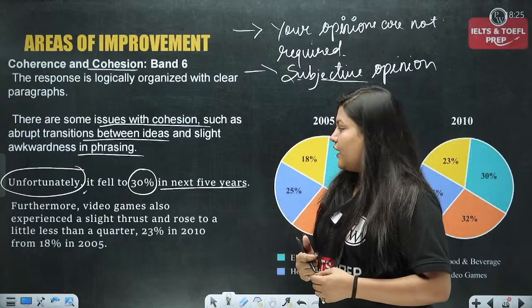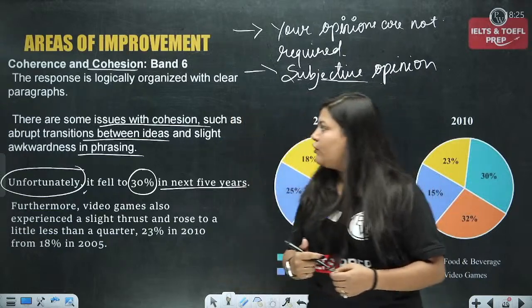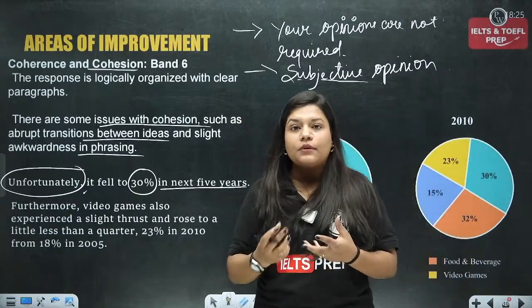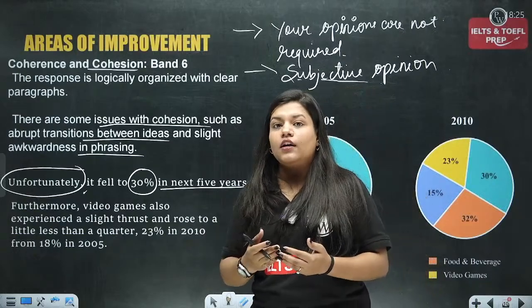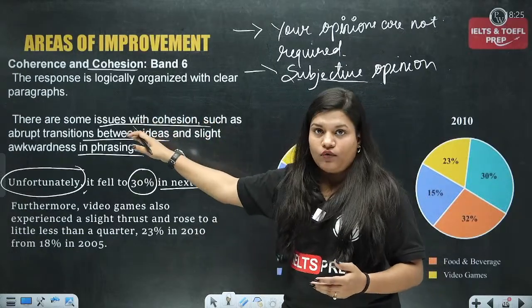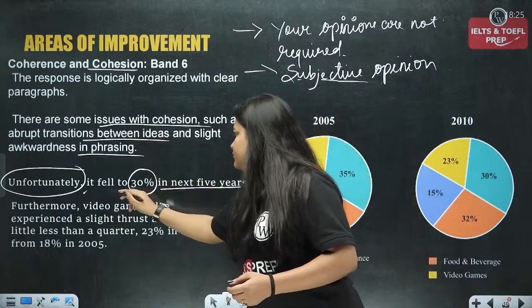Also it is vague, ma'am. Yes, not actually vague, but it sounds like an opinionated sentence which is not required. So it will not align with the parameter over here, right? Now, "in next 5 years."